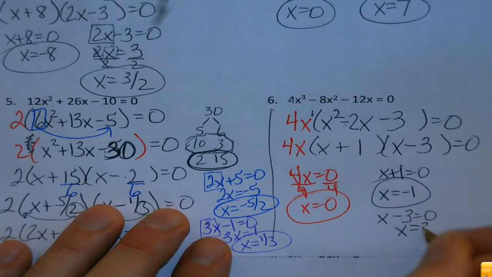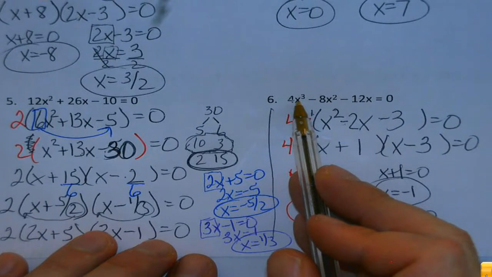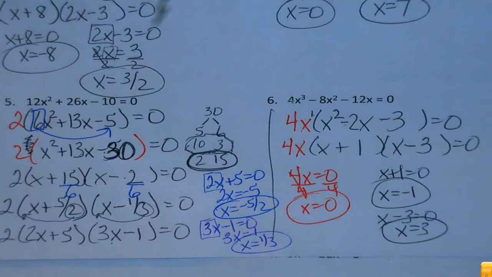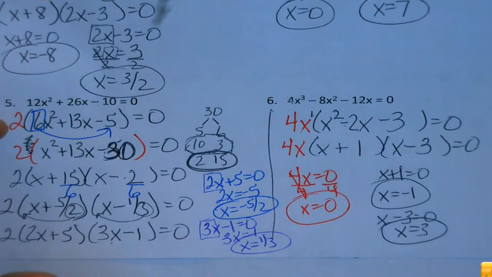but 3 answers. Because we've talked before about how my degree, my biggest exponent, always tells me how many answers I've got. If it's squared, I'm going to have 2. If it's cubed, like it is in this case, I'm going to have 3. And I can get that set. So not bad. Not bad.